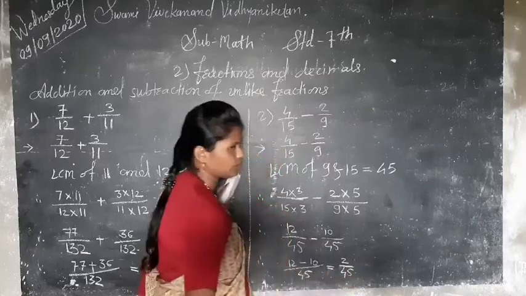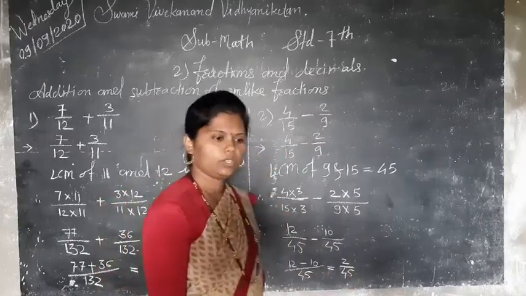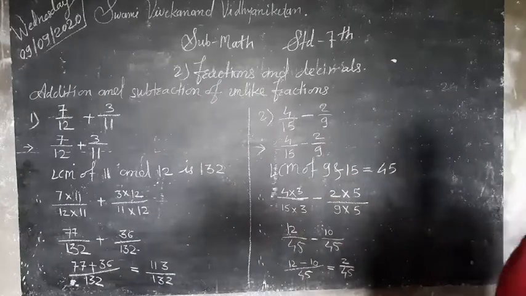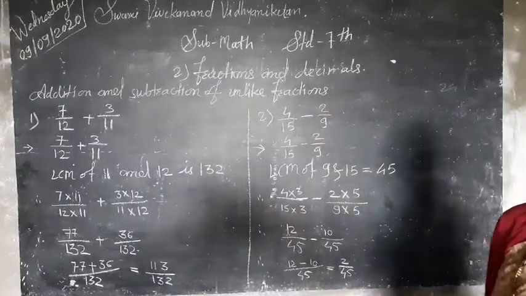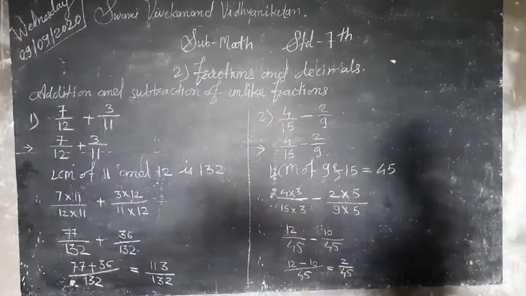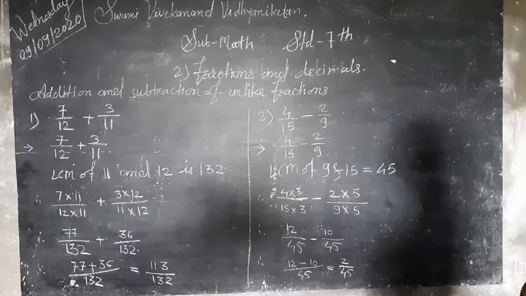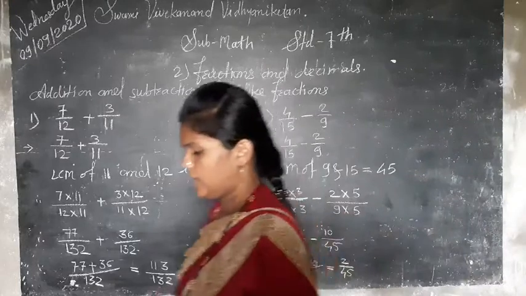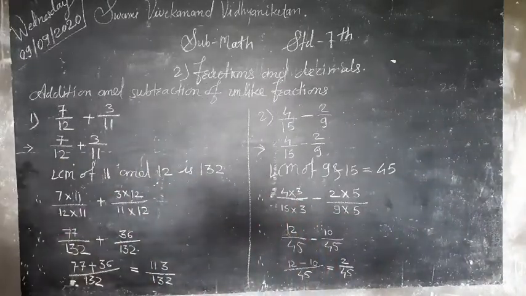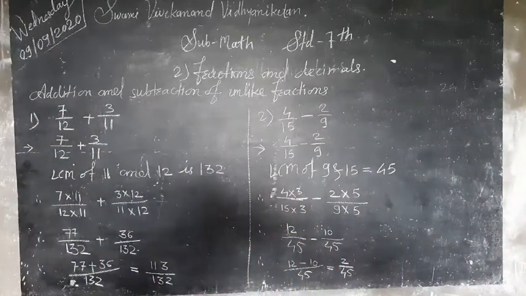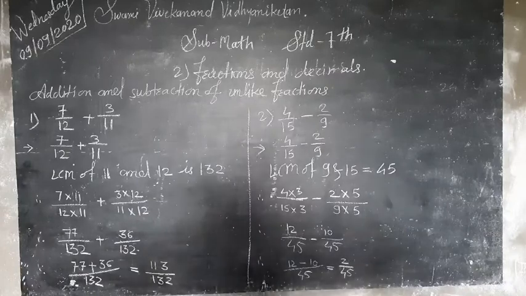Even and odd numbers, so this is already simplified. You can't simplify that further, so let it be your answer as it is. So this way you have to solve the examples of addition and subtraction of unlike fractions. The steps: first you have to convert your fractions into like fractions, and then you have to complete it.